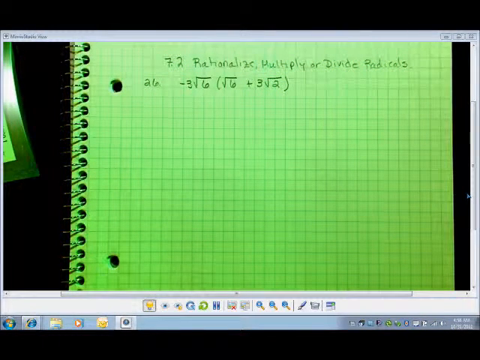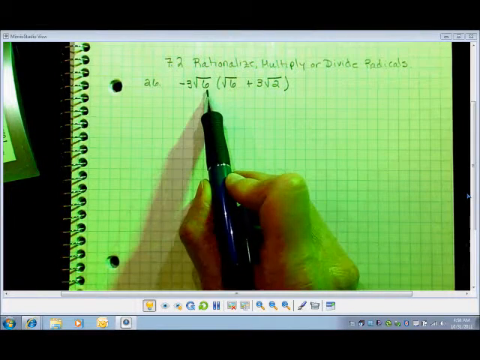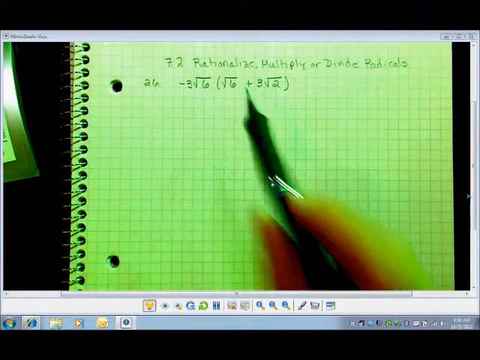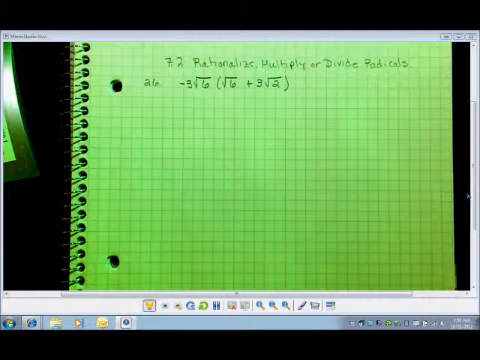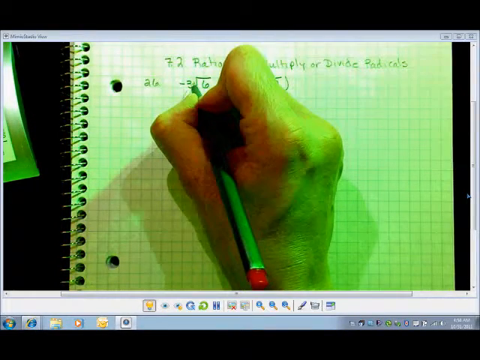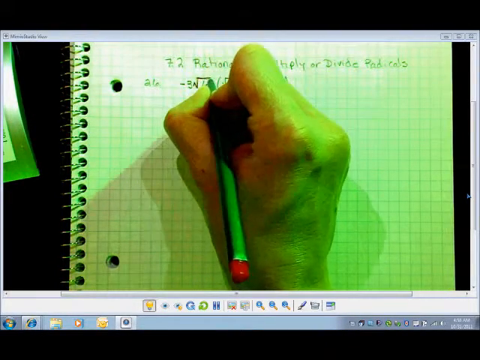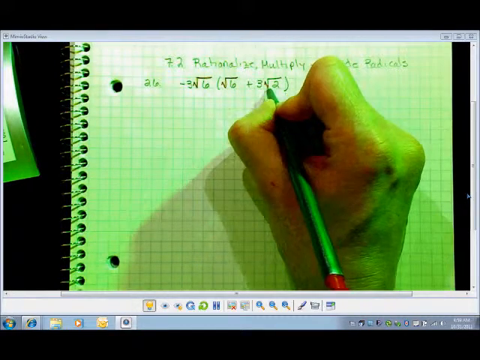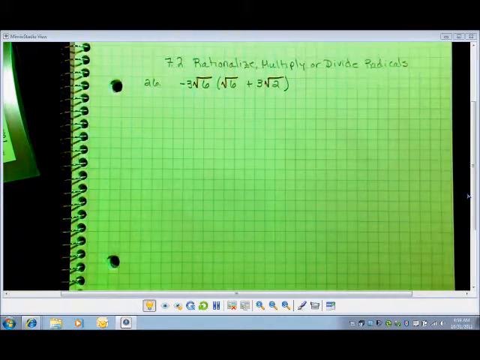I have a problem where I need to distribute in a radical term to two radicals. Now I can do this because all of my radicals are the same. They're all square roots. If they were not all the same, I would have to use a different process.